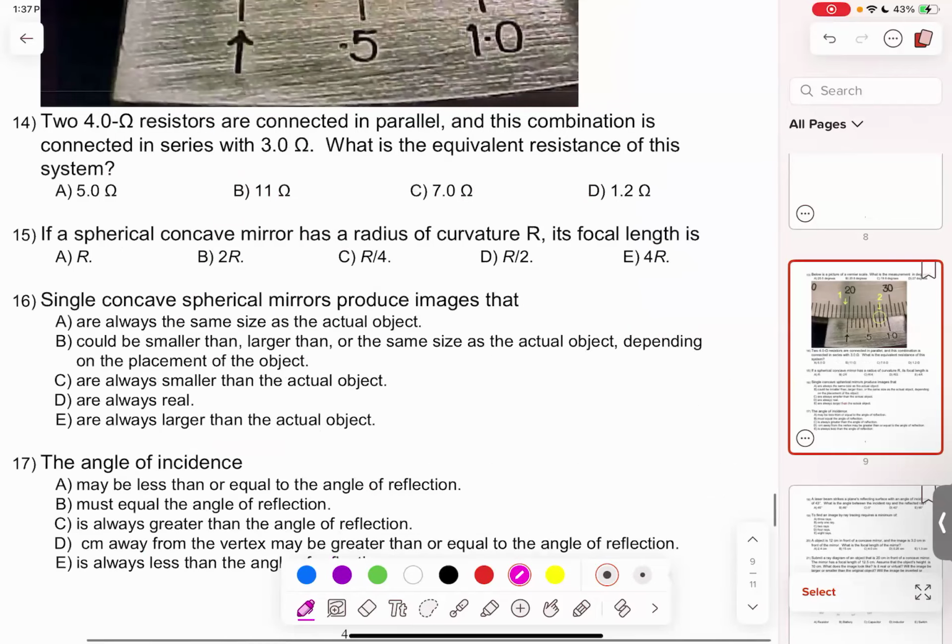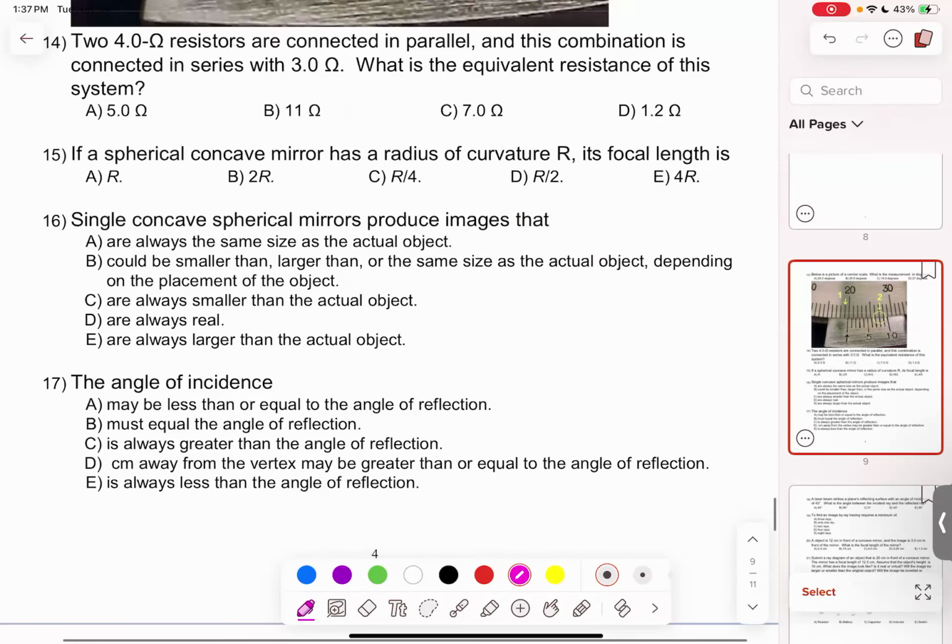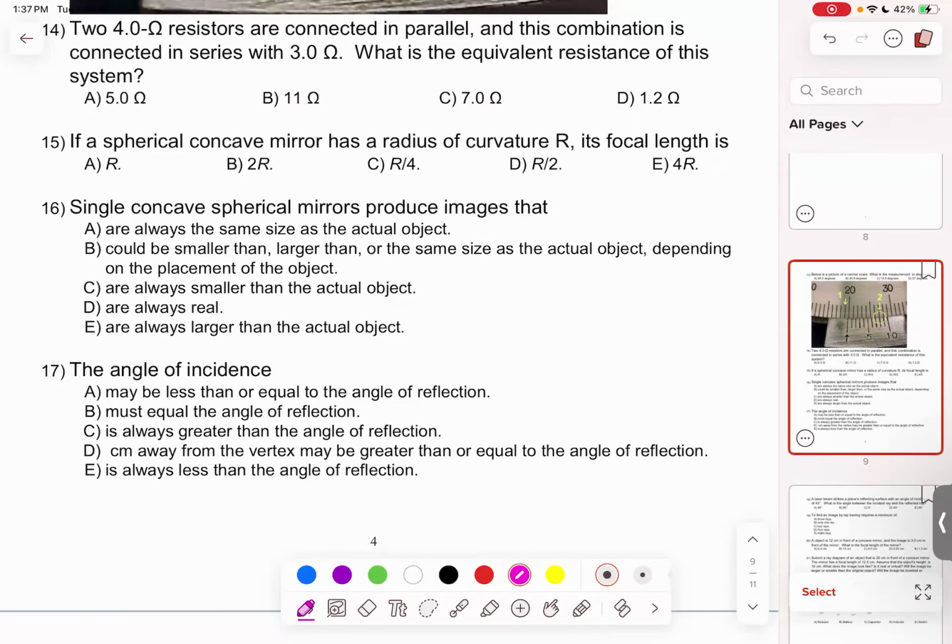So number 14, we have two resistors, and they're going to be connected in parallel. And this combination is connected in series with 3 ohms. What is the equivalent resistance of this system? So let's see what we have here.